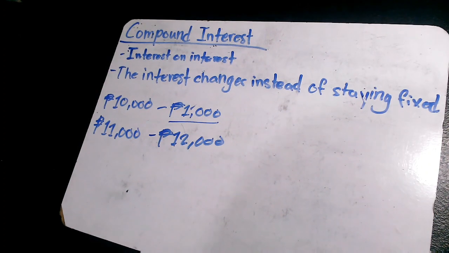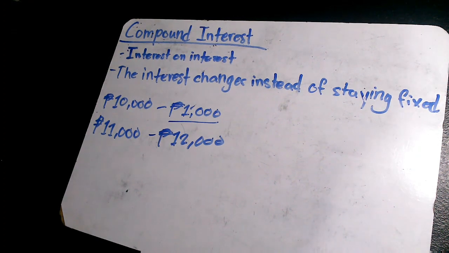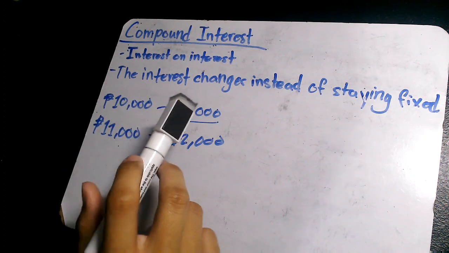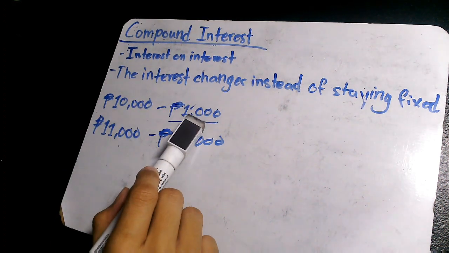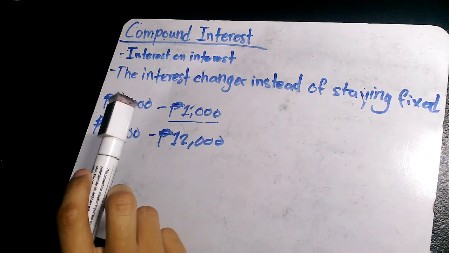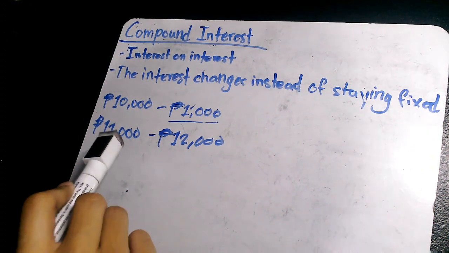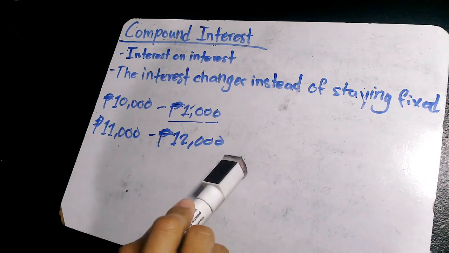There isn't really much of a difference between compound and simple interest. It's just that compound interest is essentially interest on interest. The interest changes instead of staying fixed. For example, if you invested 10,000 pesos and the amount of interest you earn is 1,000 pesos, the next principal amount would be 11,000 pesos. Then the next would be 12,000, so on and so forth.